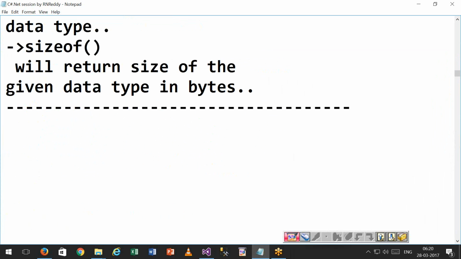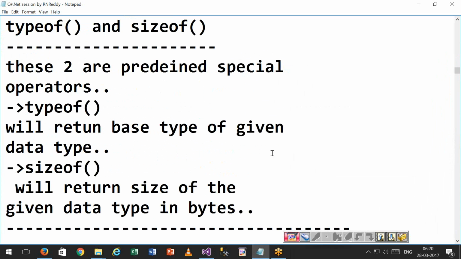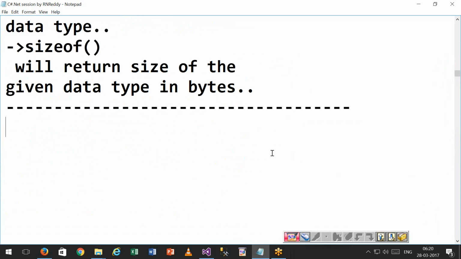Right. Next, typeof and sizeof. That is the story about typeof and sizeof. So today we first discussed min value, max value. We discussed constants. Then we discussed typeof and sizeof. Okay, fine. That is the story about all these things. Are you clear?